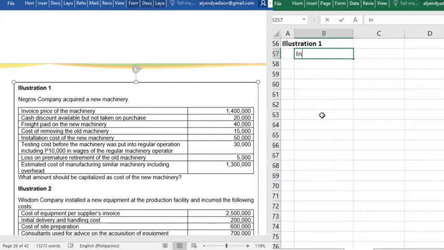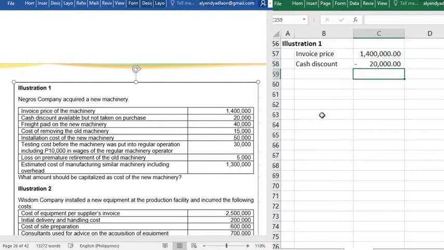Now first we have the invoice price of the machinery. So of course this is the purchase price, and so we have to include it for an amount of 1,400,000. Next, cash discount available but not taken on purchase. Now take note class that even though the cash discount was not availed, we must always deduct the cash discount. Next, freight paid on the machinery. Of course, this is a directly attributable cost that is necessary in bringing the machinery to its present location, so we have to add it.